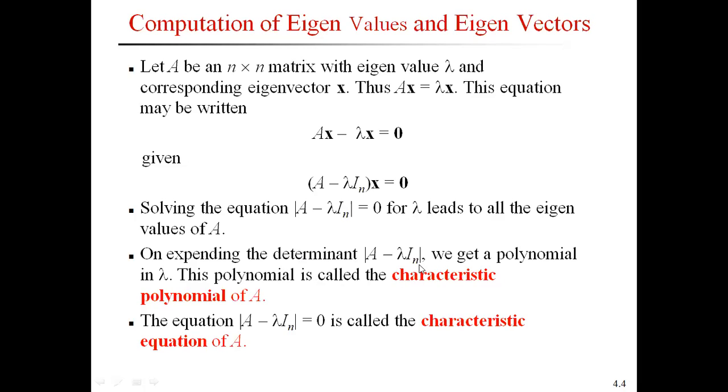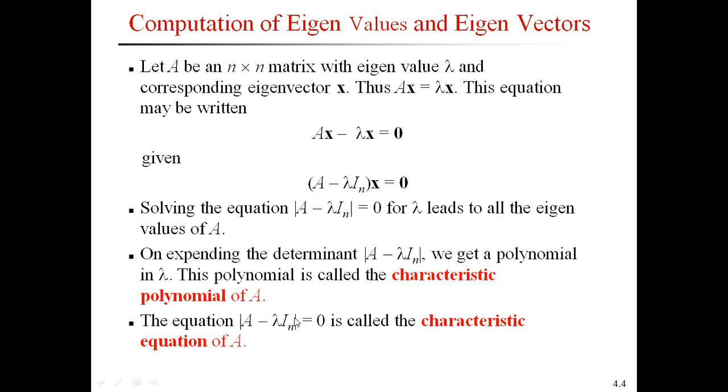This is the definition of the characteristic polynomial: the expansion of the determinant of A minus lambda I n gives a polynomial in lambda. That polynomial is called the characteristic polynomial of A. The equation determinant of A minus lambda I n equal to 0 is called the characteristic equation of A. From this equation we get the values of lambda. Those values are called the eigenvalues of the matrix A.